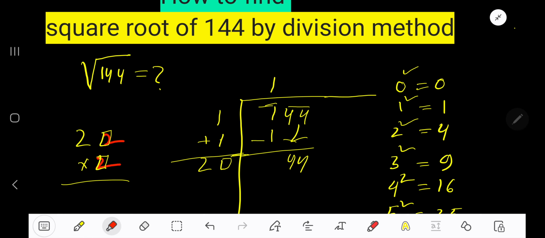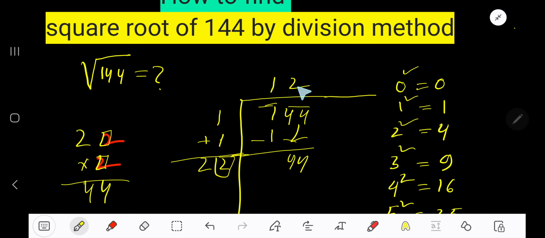then what will happen? 2 times 2 is 4, which is equal to 44. So our guessed number 2 is correct. These 2 we are placing here, so these 2 must come to the quotient also.